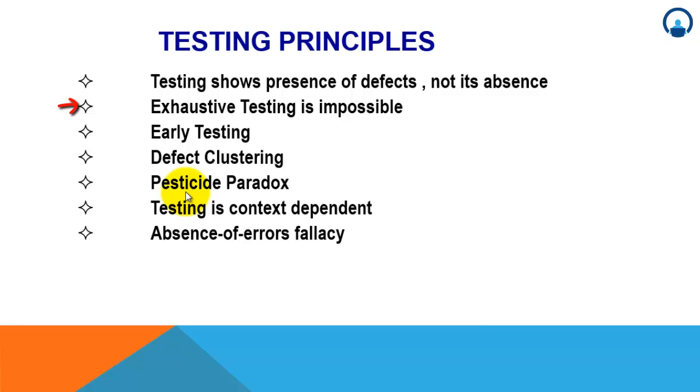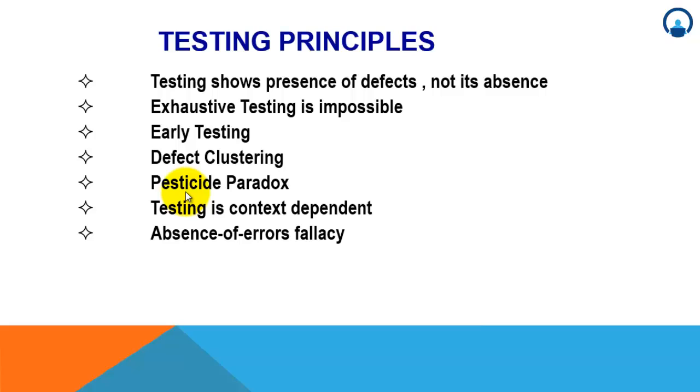Exhaustive testing is impossible. Testing everything, all combinations of inputs and preconditions, is not feasible except for trivial cases. Instead of exhaustive testing, risk analysis and priorities should be used to focus testing efforts. Early testing. Testing activities should start as early as possible and should be focused on defined objectives. Defect clustering. A small number of modules contain most of the defects discovered during pre-release testing or are responsible for the most operational failures.